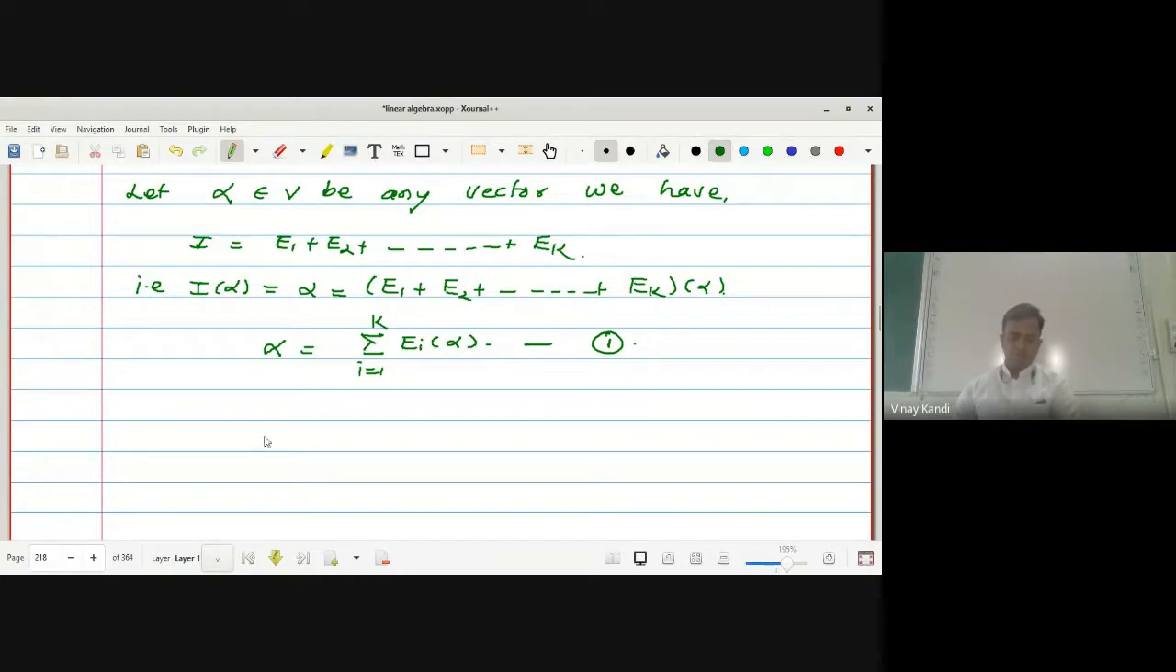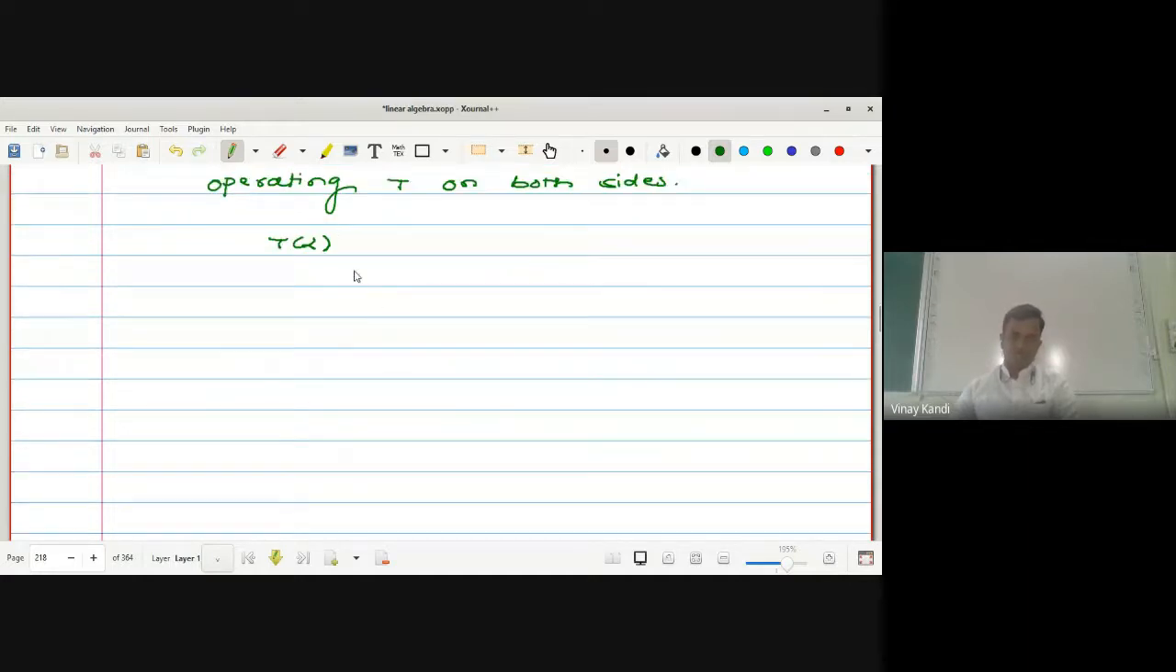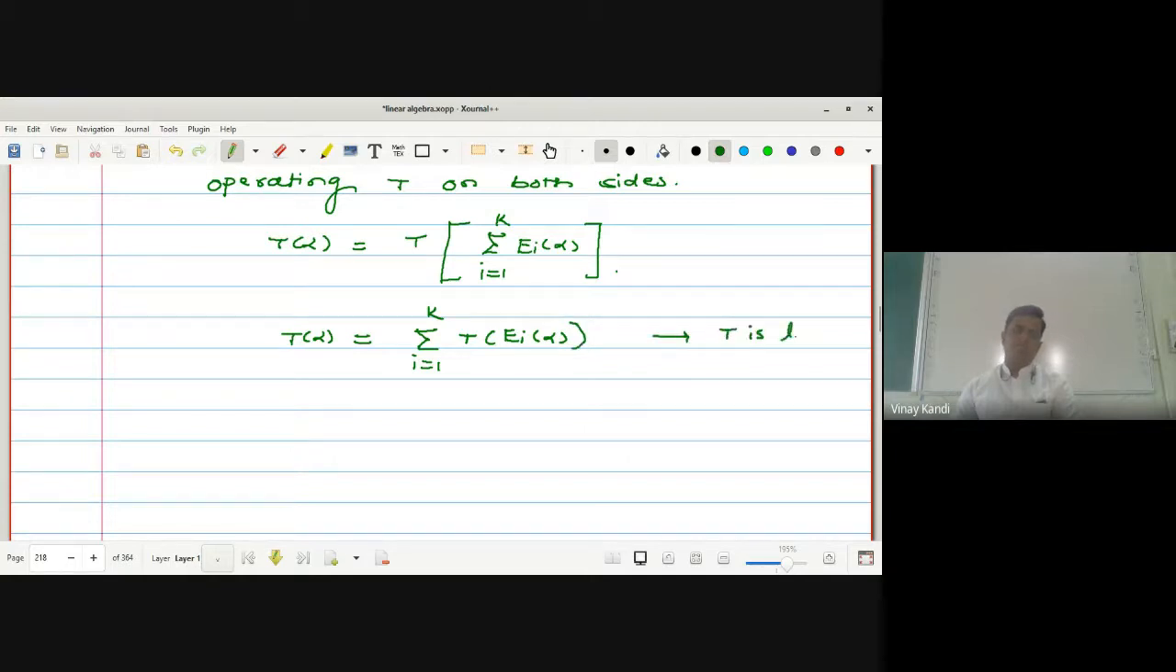Now operating T on both sides, we get T of alpha equals T of the summation, i running from 1 to k, of Ei of alpha. But T is linear. That means T of alpha is equal to the summation, i running from 1 to k, of T of Ei of alpha, because T is a linear operator.